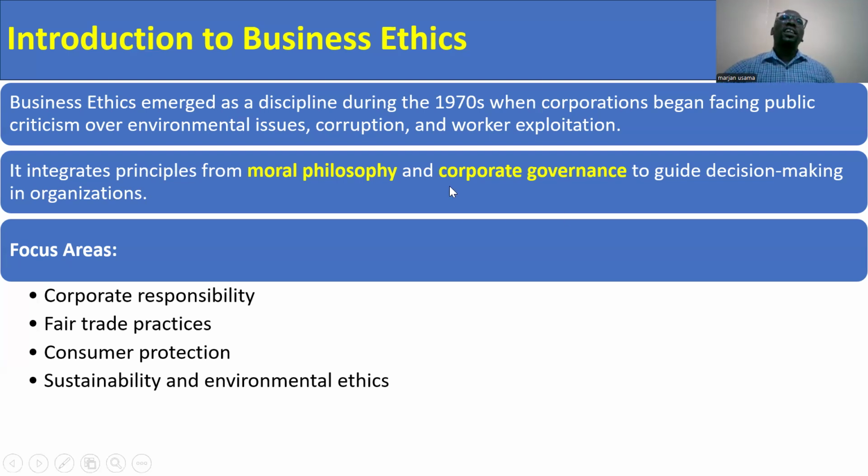Now, what are the key areas? Of course, there are very many areas in business ethics. If you review the course outline, there are around 11 key areas. And some of those key areas are, number one, corporate responsibility. What is our responsibility as a company? What is our responsibility to our employees? What is our responsibility to the society? Number two, fair trade practices.